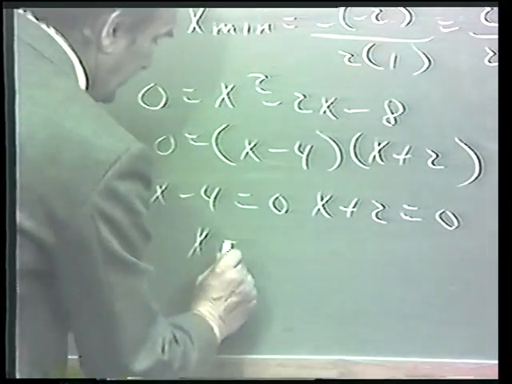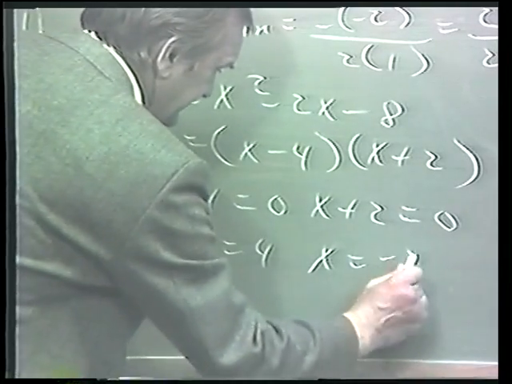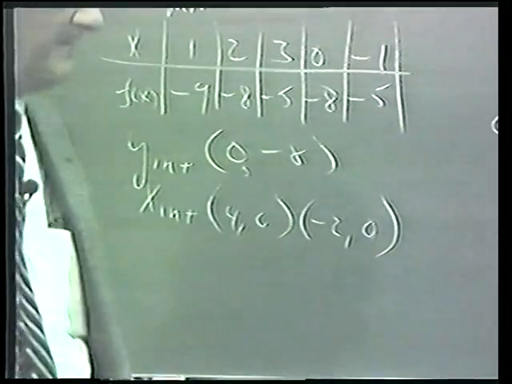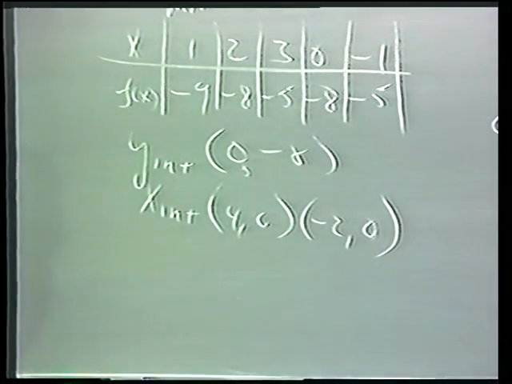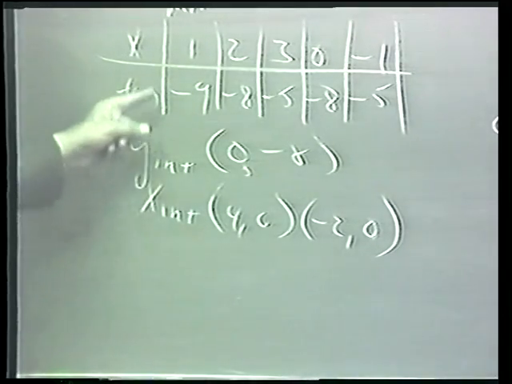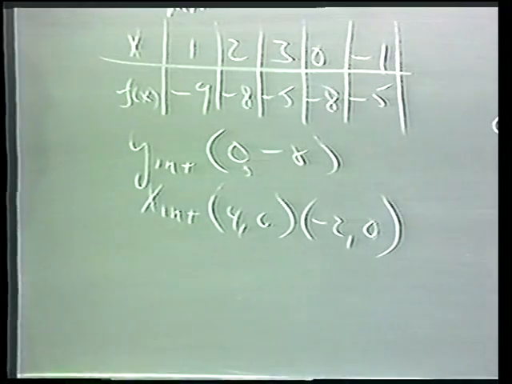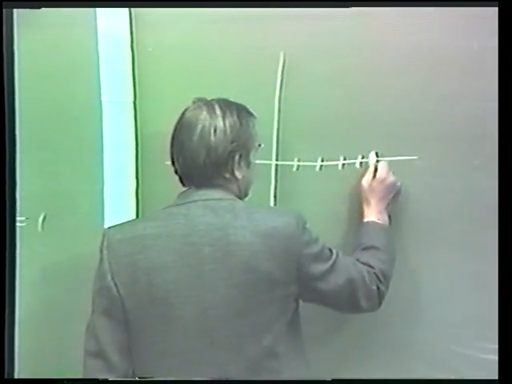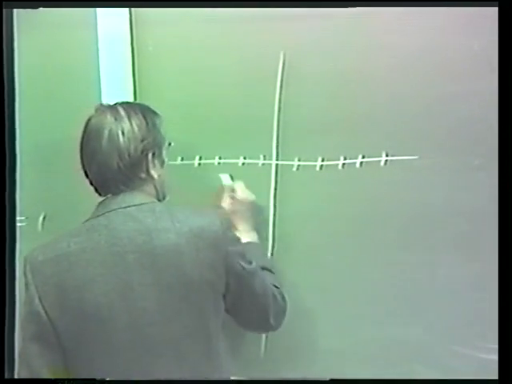Solve, we get x equals 4, x equals negative 2. So our x-intercepts are (4, 0) and (negative 2, 0). Now all I have to do is locate these 8 points on our Cartesian system. So we're going to take our Cartesian system and plot these 8 points.